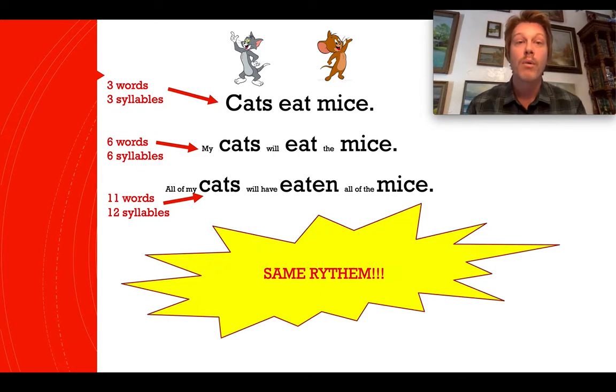That's because when we make the rhythm for the words in English, we put stress on the important words. And all the other words, these grammar words or words that just give a little bit of information about maybe when or what mice, we say those very quickly.